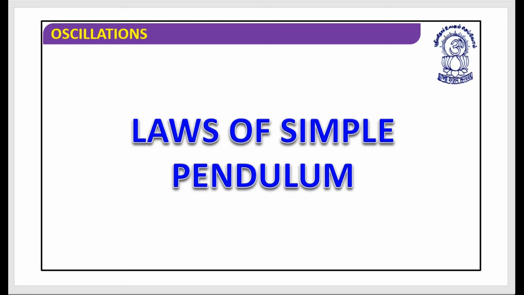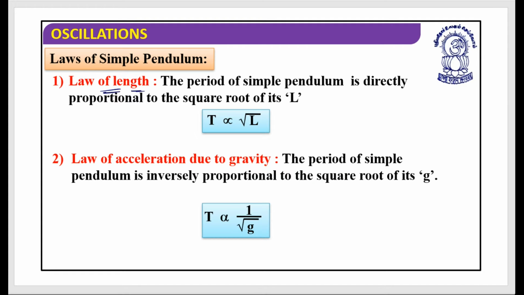First we will discuss certain laws of the simple pendulum. First is the law of length. It says that the period of a simple pendulum is directly proportional to the square root of its length, that is, T is directly proportional to root of L. That means if L increases, time period increases. If length decreases, the time period decreases. We have seen this in the previous class as well.